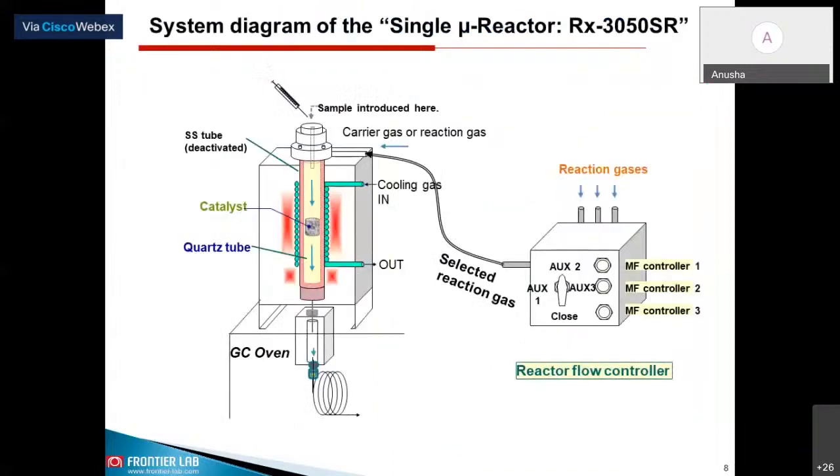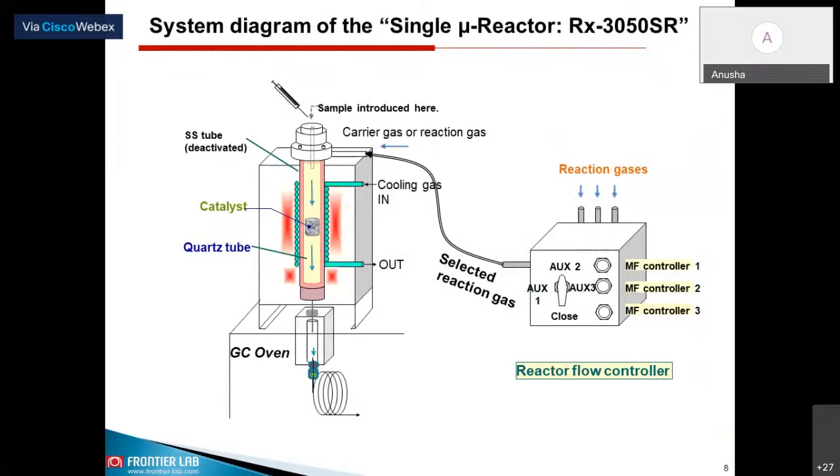In the previous slide, as I already told you, there is another kind of reactor available, the single microreactor. Unlike the tandem microreactor, here you can see only one furnace where the catalyst tube is placed directly. The samples are limited to gases and gasified components because there are no two reactors, where the vapors pass from the first reactor and then to the catalyst. Here only one catalyst tube is placed directly in one furnace.